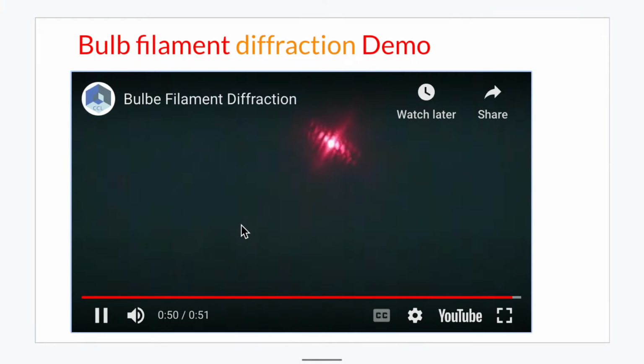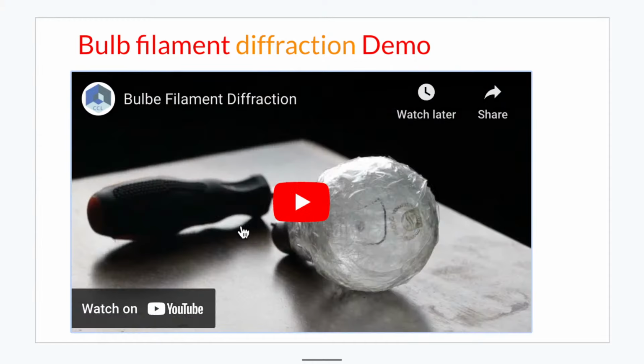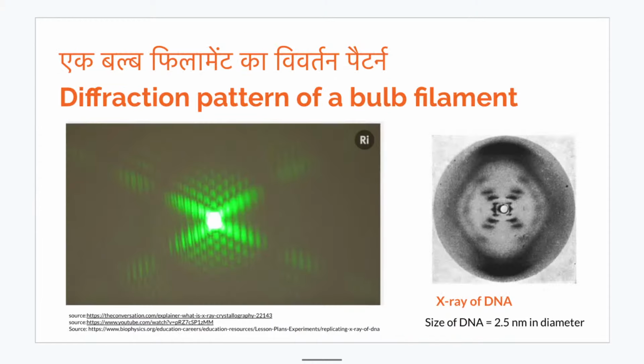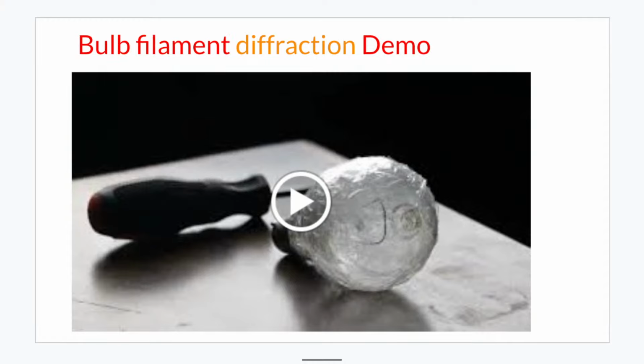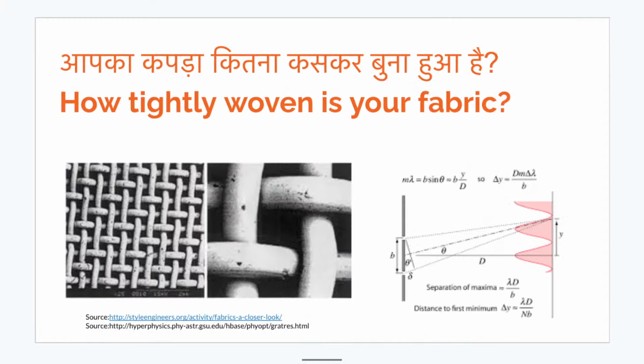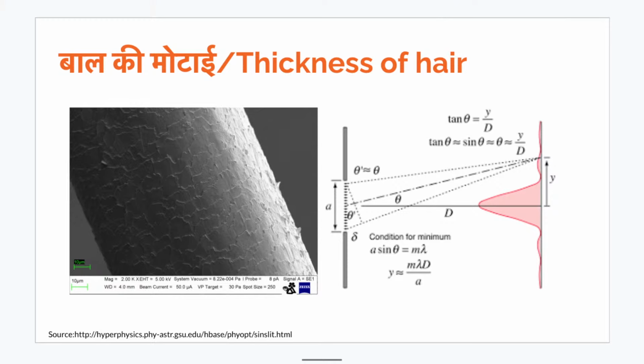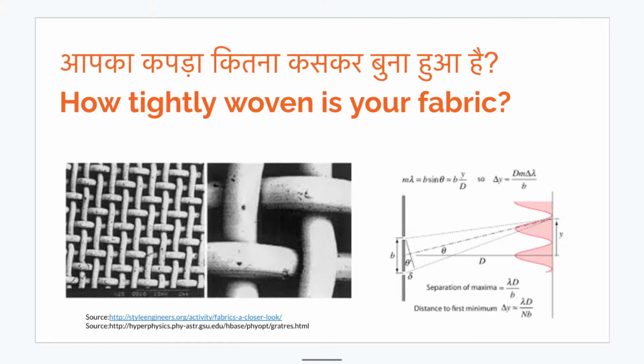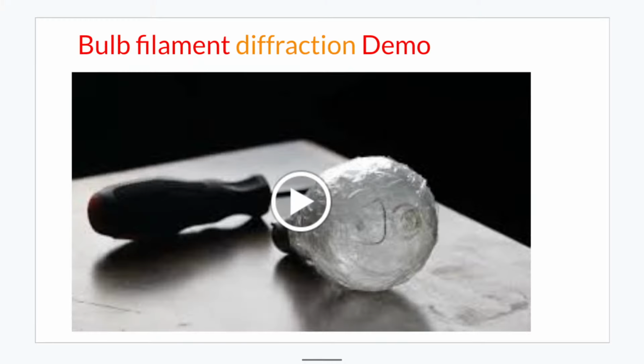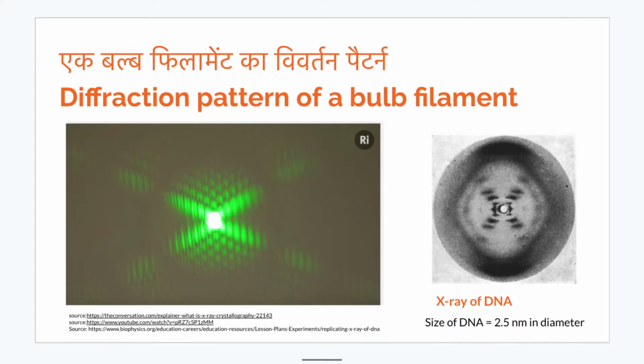So if you have a structure which is a double helix, which is what DNA is also like, then this is the diffraction pattern that you get. So again, what I'm trying to say is that if you understand diffraction, you can use it to probe basic things like whether your fabric is tightly woven or not, and to find out very detailed things like what is the shape of your DNA. Right? So it's such a powerful technique.